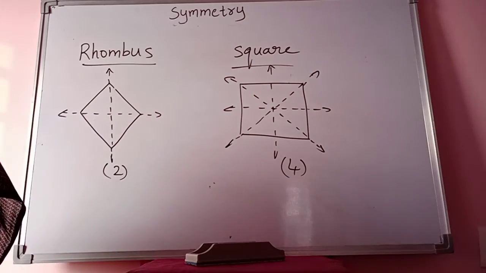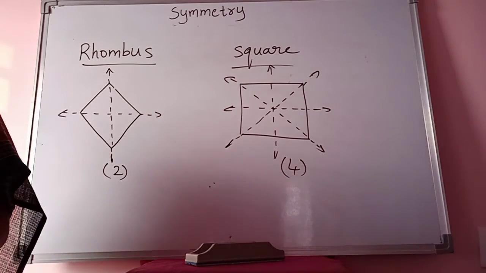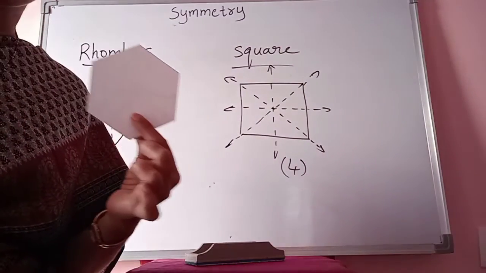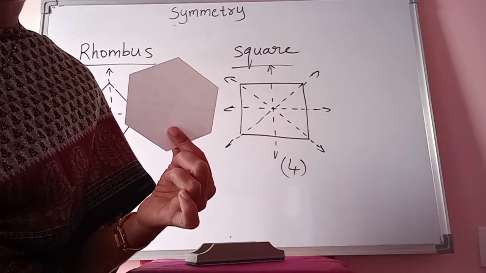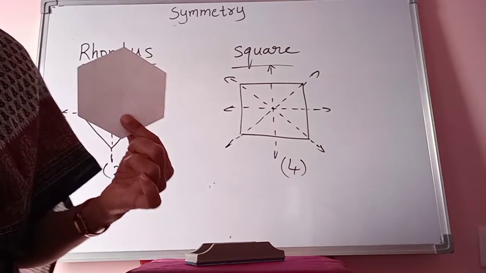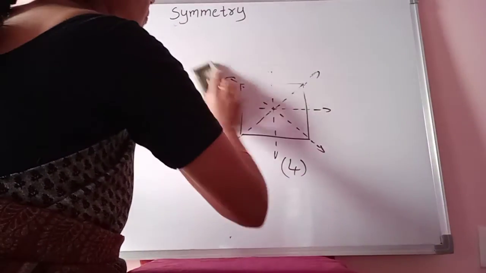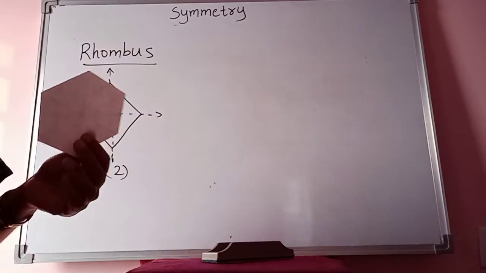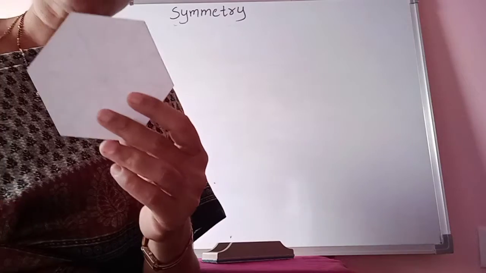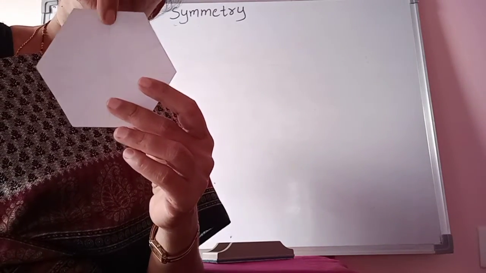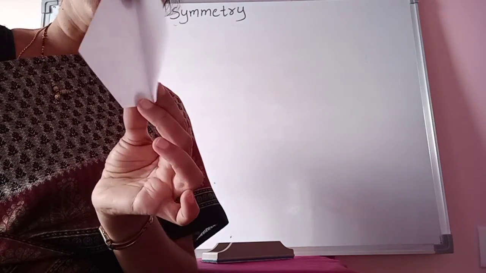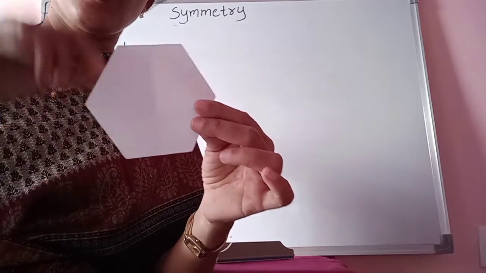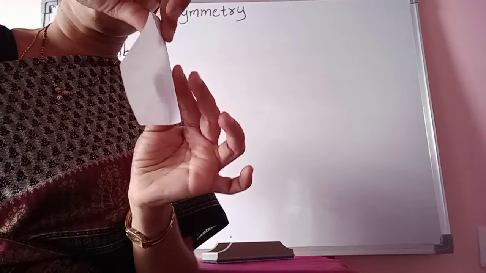Now next we will see a six-sided regular polygon. I think you have seen this shape, the hexagon. We call it a hexagon, a regular hexagon. Let's see how many lines of symmetry it has. First I am folding the midpoints of the opposite sides. How many sides does it have? 6 sides. Opposite sides I am joining.